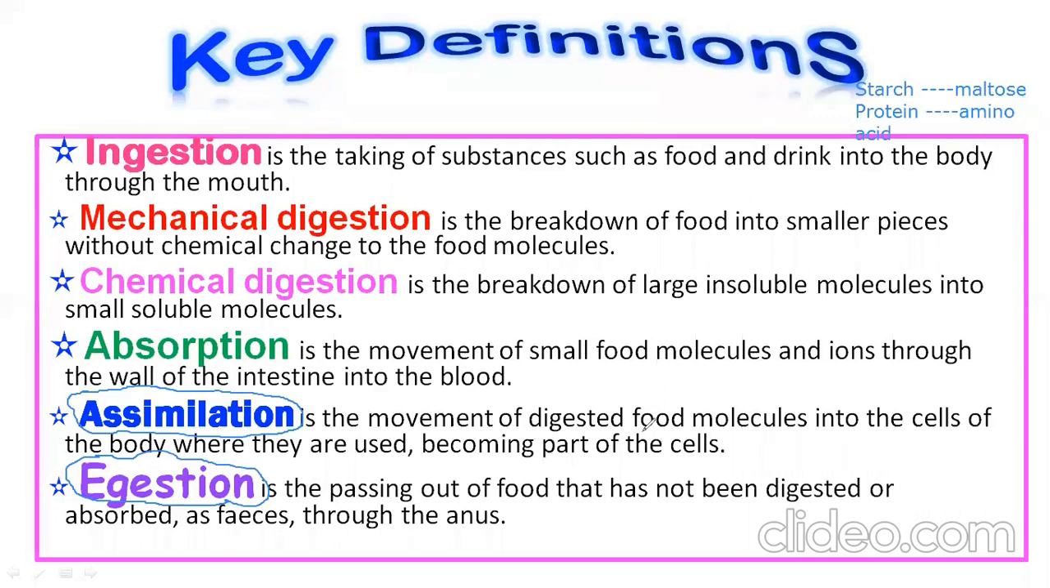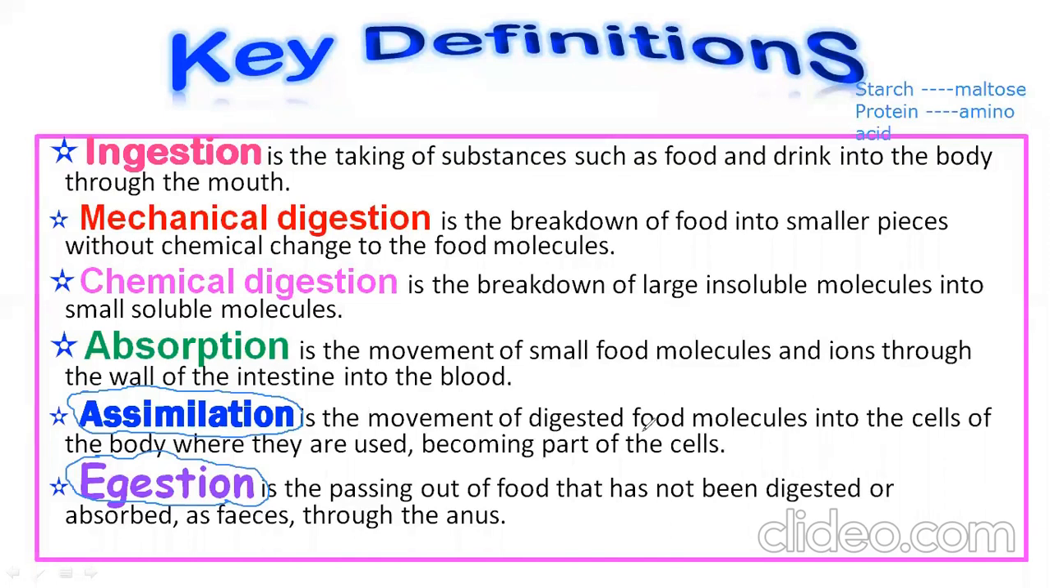So this is the basic definition of digestion and excretion. Again, let me tell you, egestion is the removal of undigested food from the body. It means the food does not get absorbed into your bloodstream to become part of your cell or enter the cell. It just passes directly from the stomach, intestine, and then the large intestine, and then out.